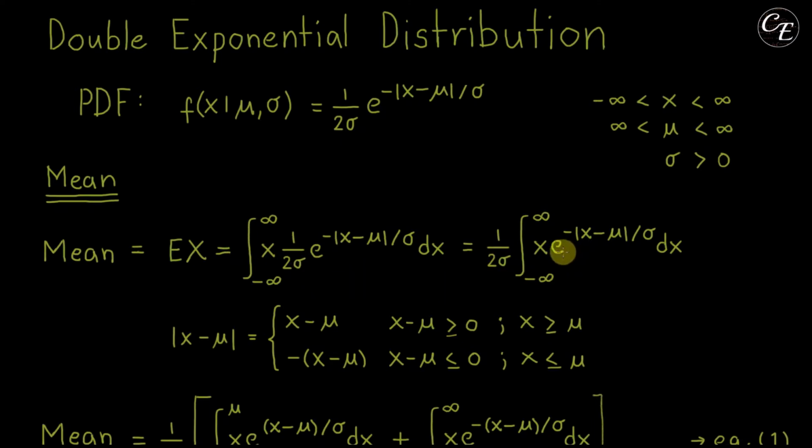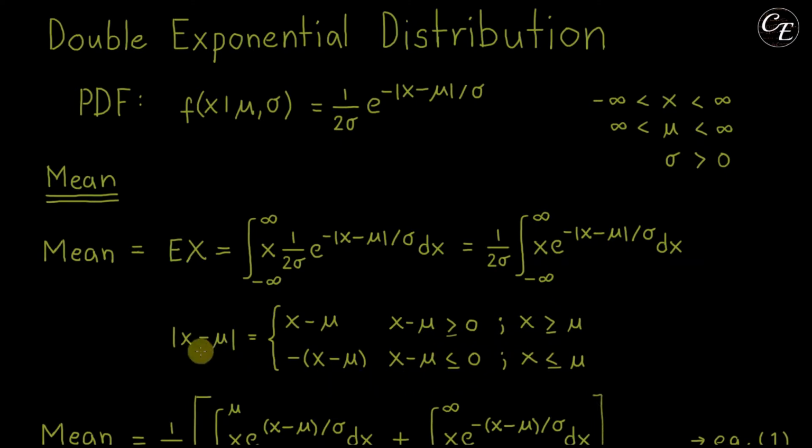Then in order to evaluate this integral expression, we need to find a way to remove this absolute value sign. Now from the definition, the absolute value of x minus mu is equal to positive x minus mu if this x minus mu is positive, that is, it is greater than or equal to 0. Then moving this mu to the right side, we have x is greater than or equal to mu. This absolute value of x minus mu is equal to negative of x minus mu if this x minus mu is less than or equal to 0. Then moving this mu to the right side, we have x is less than or equal to mu.